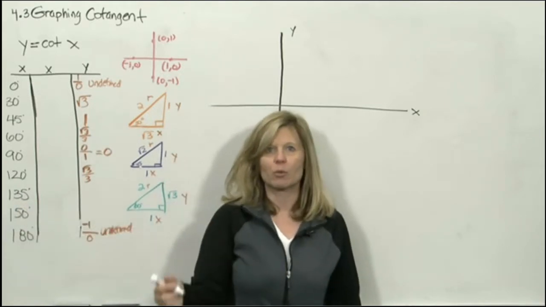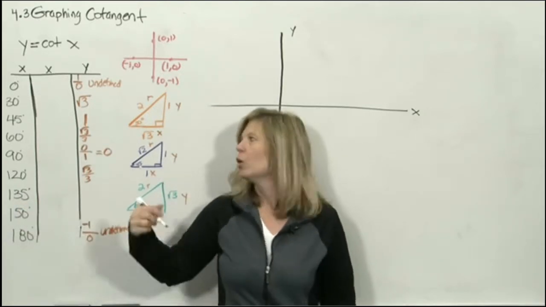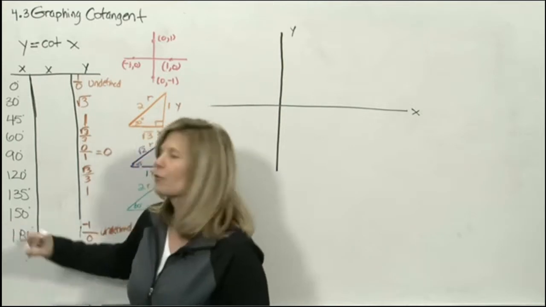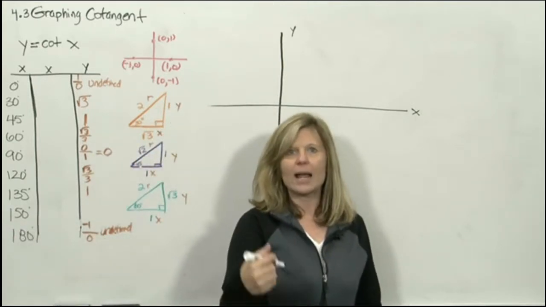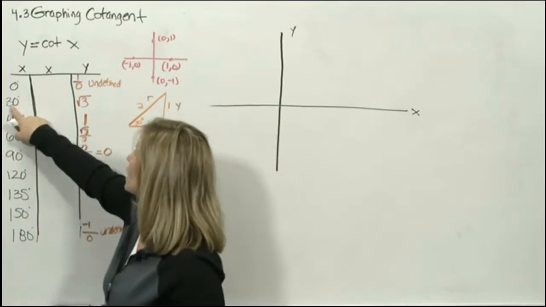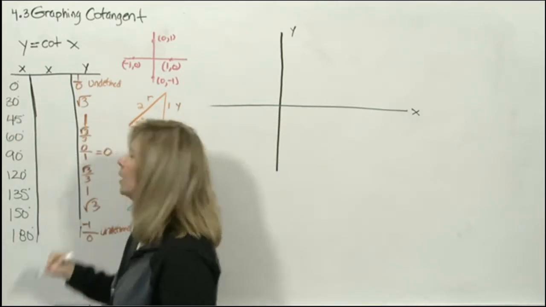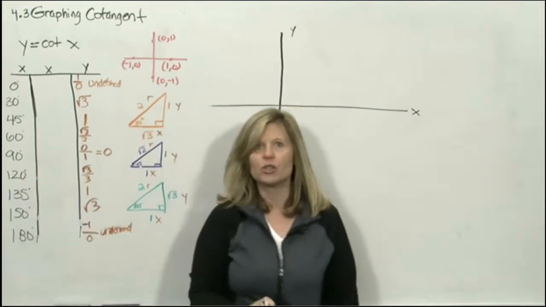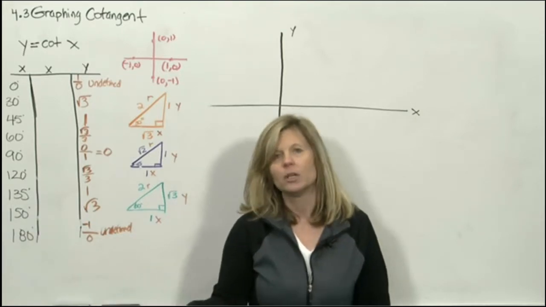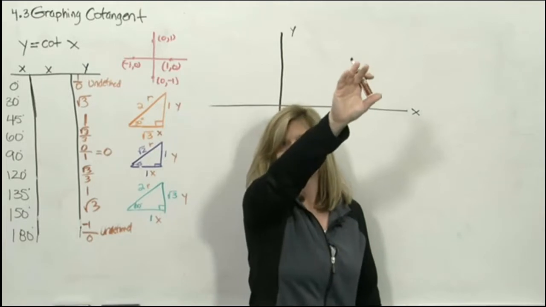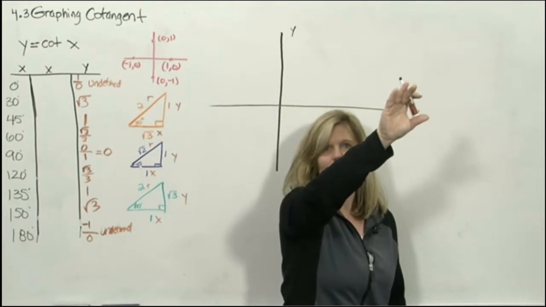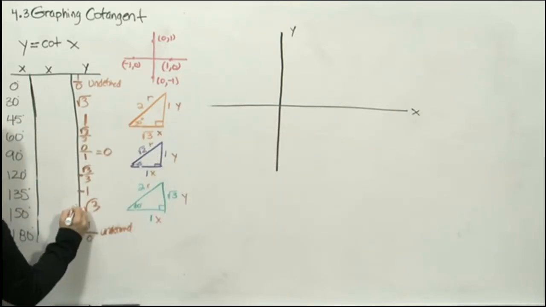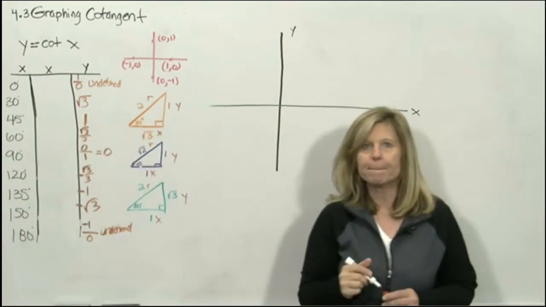135 is in quadrant 2. So the reference angle is 180 minus 135, which is 45. So the cotangent of 45 degrees is 1. For 150, the reference angle would be 180 minus 150, which is 30. So the cotangent of 30 degrees is square root of 3. But according to All Students Take Calculus, if these angles are in quadrant 2, what is your cotangent value? Well, let's think quadrant 2. All students. S stands for sine, and its reciprocal cosecant. They're positive, which means these values are negative. Everybody good with that? Awesome.